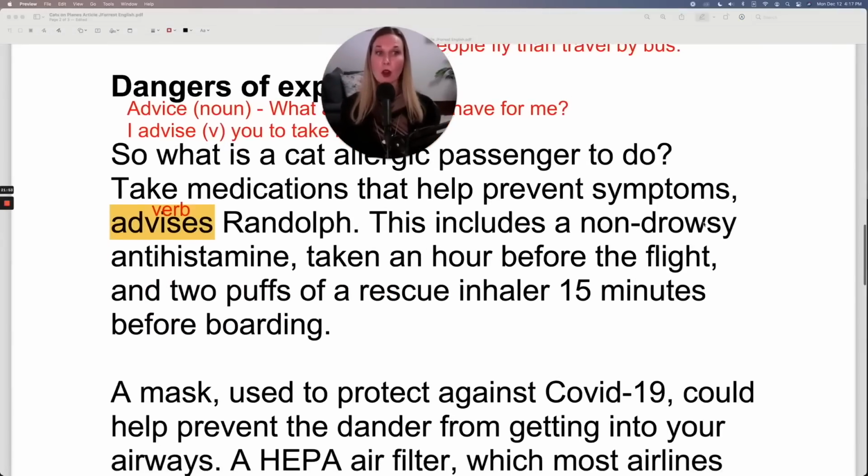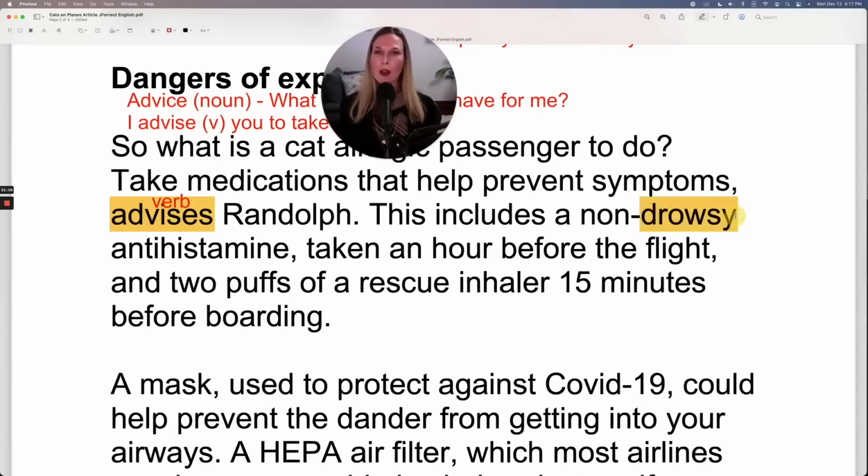This includes a non-drowsy antihistamine taken an hour before the flight and 2 puffs of a rescue inhaler 15 minutes before boarding. So drowsy. Drowsy is when you feel sleepy or tired. Feel sleepy or tired. Sleepy, tired. But when you say non-drowsy, it makes it negative because a lot of medication makes you feel sleepy or tired. It makes you drowsy.